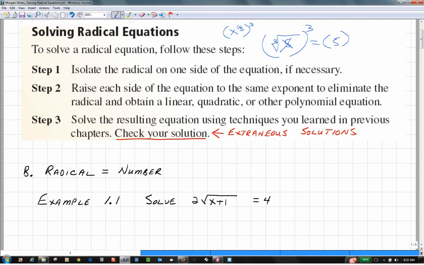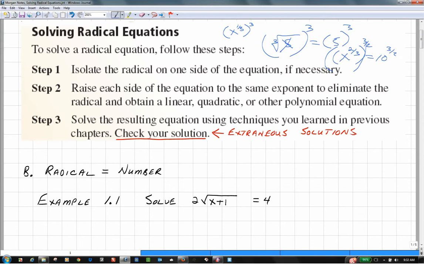So whatever the radical is, I do the reciprocal. If the radical is a 3, that means it's really to the 1/3 power, so I take both sides to the 3rd power. If I have a rational exponent, say x to the 2/3 equal to 10, I would have to take both sides to the 3/2 power. And so 2/3 times 3/2 is 1, so I would get rid of my rational exponent. Okay, so that's the technique we're going to use.